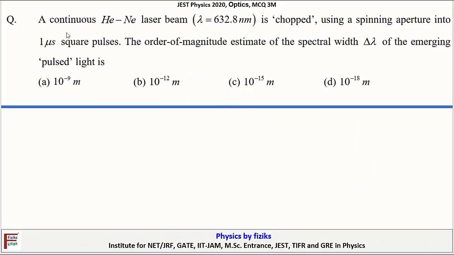A continuous helium-neon laser beam is chopped using a spinning aperture into 1 microsecond square pulses. The order of magnitude estimate of the spectral width delta lambda of the emerging pulse light is. So we have a laser beam, now it is chopped and the resulting beam is a square pulse. So we have to determine the spectral width.